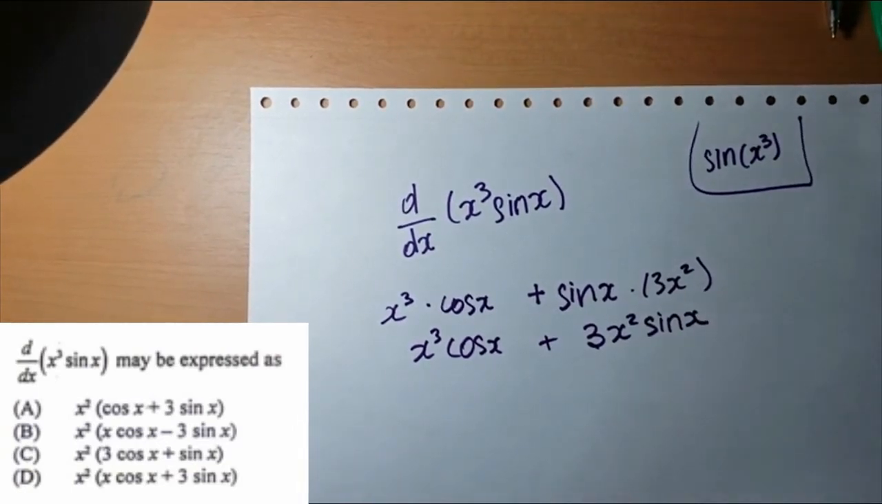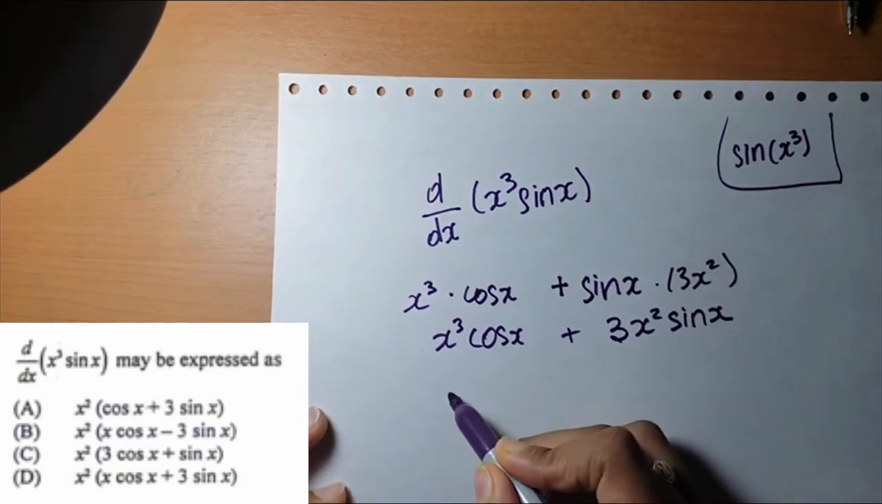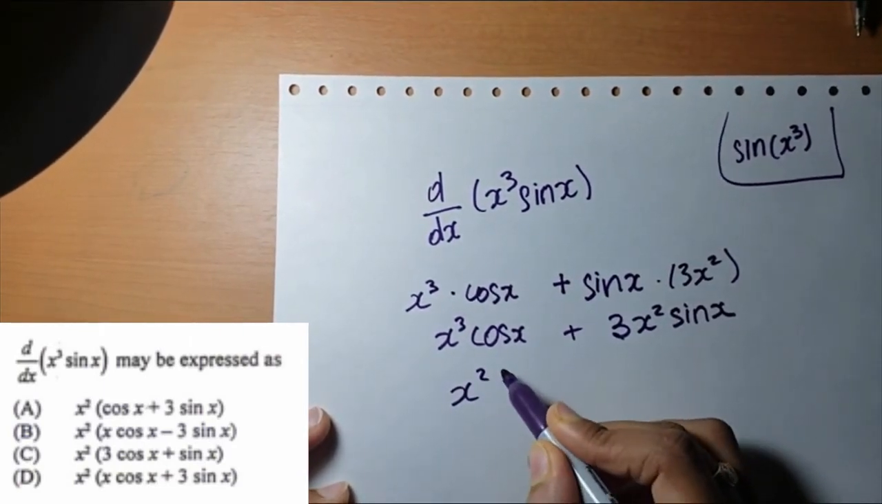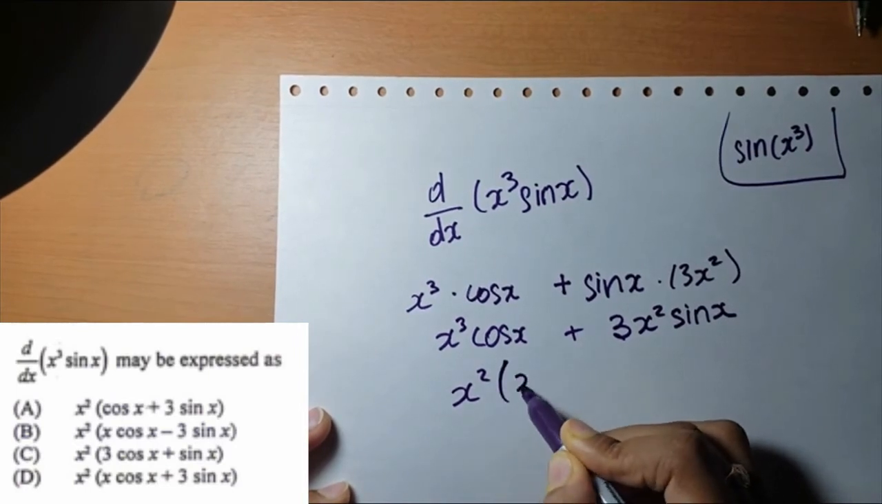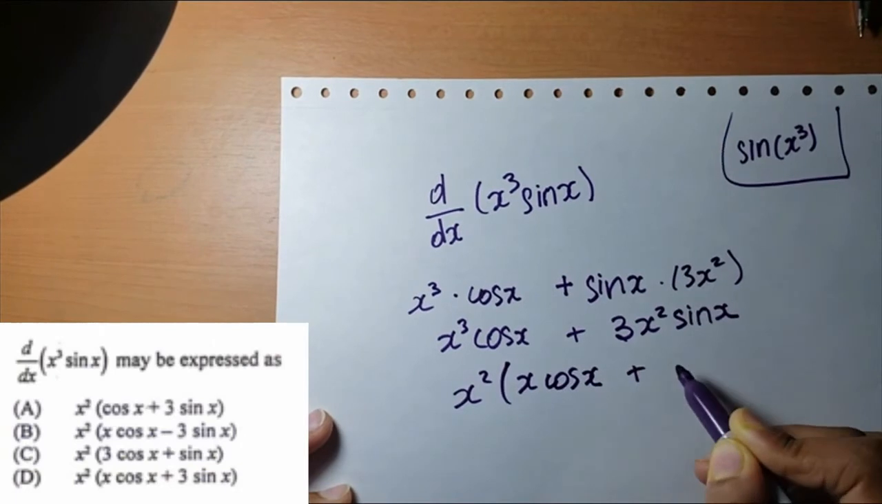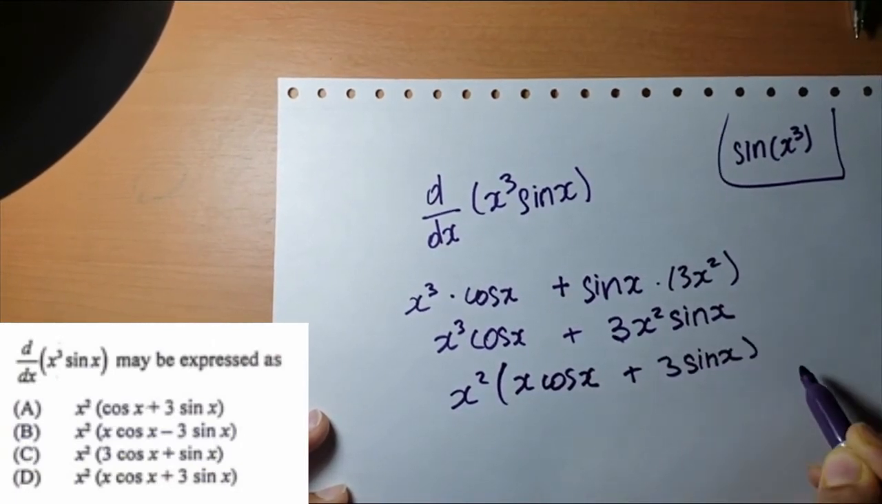So now I'm going to look at the options in the multiple choice and see which form they want it in. In all the options they took out the x squared, so we're just going to take out the common factor. The common factor is x squared, so we're left with x cos x plus 3 sine x, and that is D.